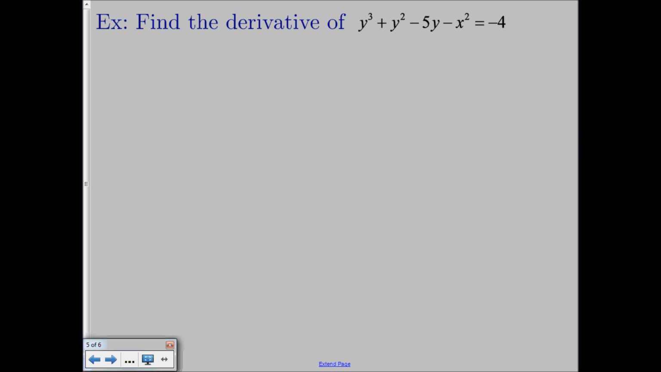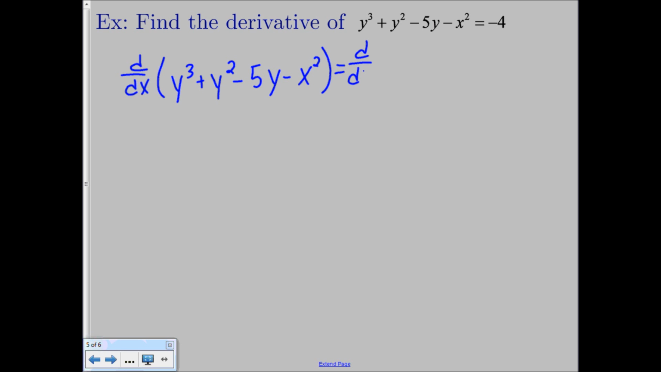So our first example is to find the derivative of y cubed plus y squared minus 5y minus x squared equals -4. So the first thing we're going to do is write out that derivative step. So we're going to go d/dx of y cubed plus y squared minus 5y minus x squared equals d/dx, or the derivative, of -4.